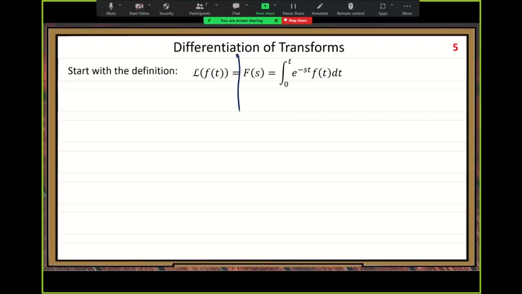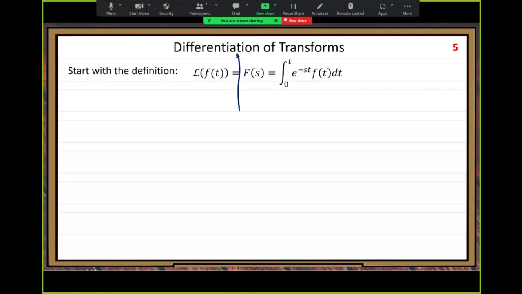Just look at the right-hand side of this line. F of s equals this integral. Both sides, we treat them as a function of s. s is the variable.